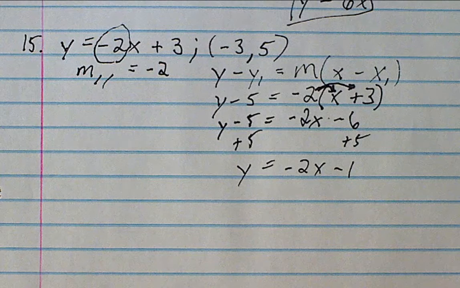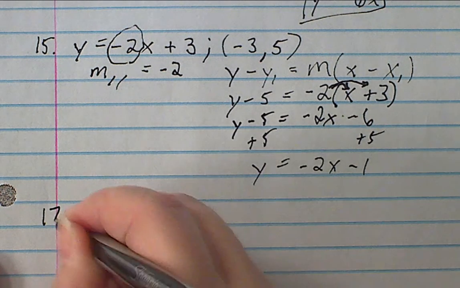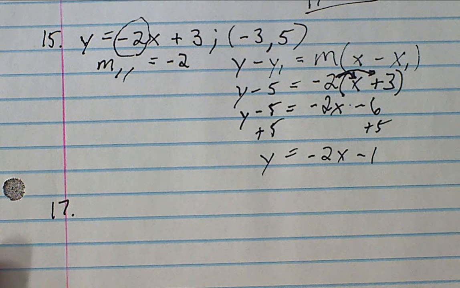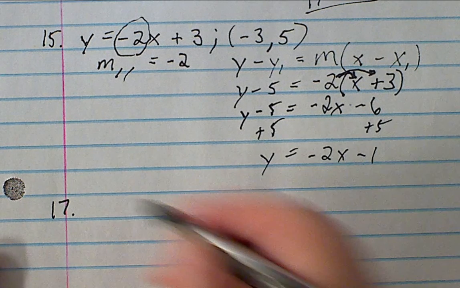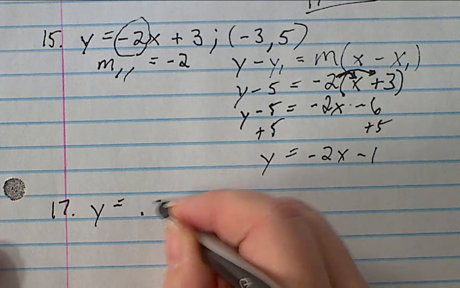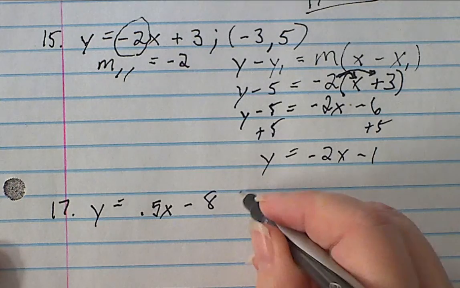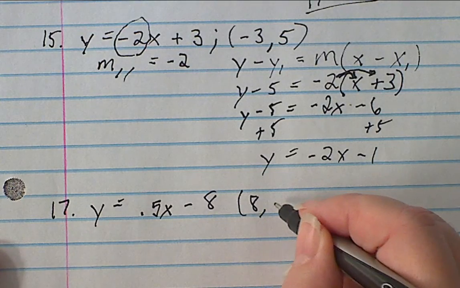We're going to add 5. So y is equal to negative 2x minus 1. So now we go to 17. 17 is y equals 0.5x minus 8, and the point is 0.8 and negative 5.